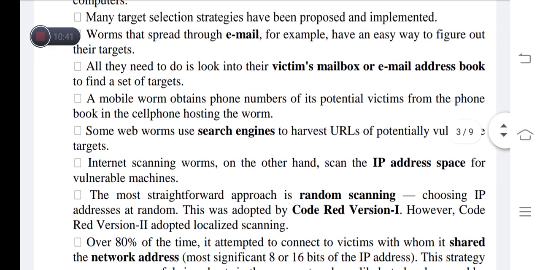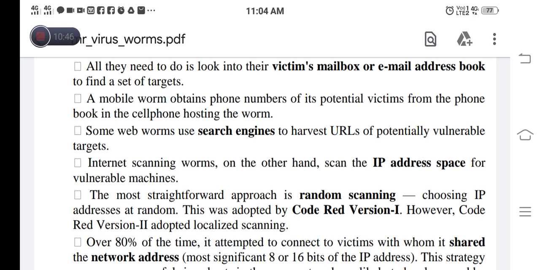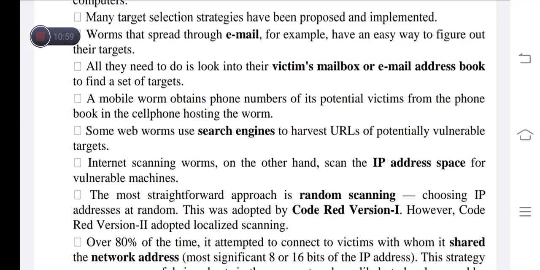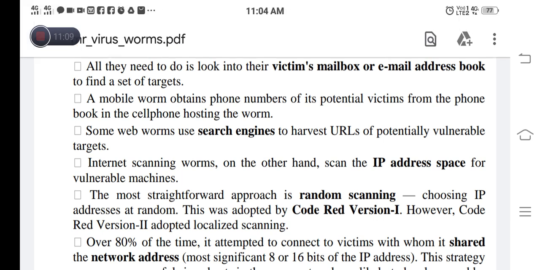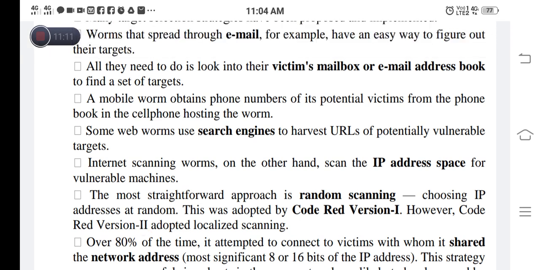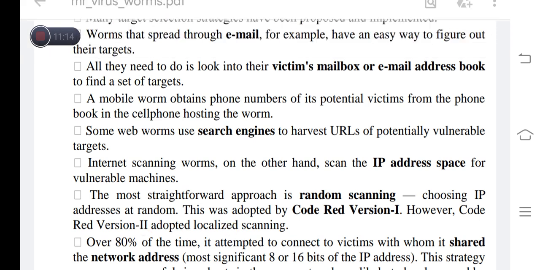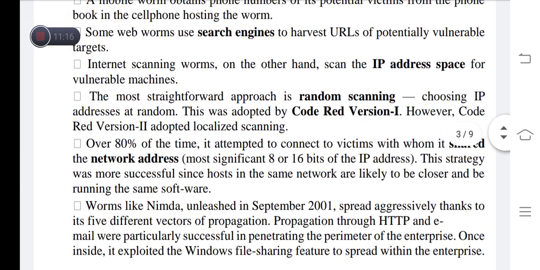Then similarly, the internet scanning worm will make use of the IP address space to find vulnerable machines. The method used here is random scanning. As the name itself tells, it chooses IP addresses at random and sends the worm to that particular machine. This was the method used by Code Red version 1. Whereas Code Red version 2 was using the localized scanning method.